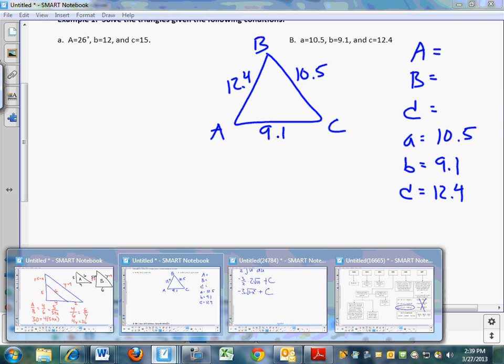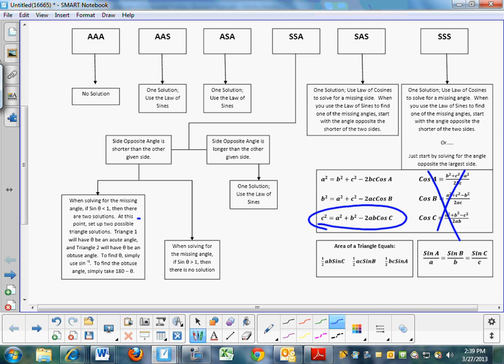Okay, look at your graphic organizer. There it is. Which of the six is this? Side, side, side. Read your directions. One solution. Use the law of cosines to solve for a missing angle. Okay? There's two ways to do this. Just look at the bottom one. It says just start by solving for the angle opposite the largest side.